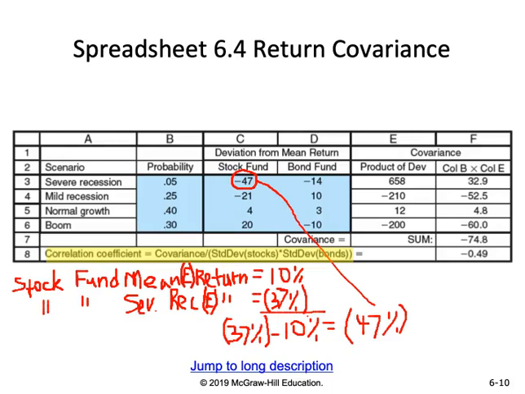Welcome to our second video on Chapter 6. We're going to pick up with covariance and correlation coefficient.